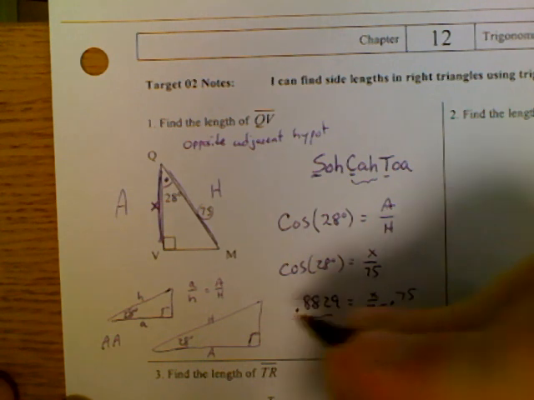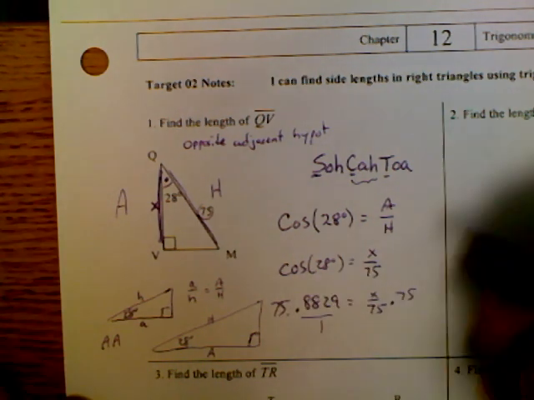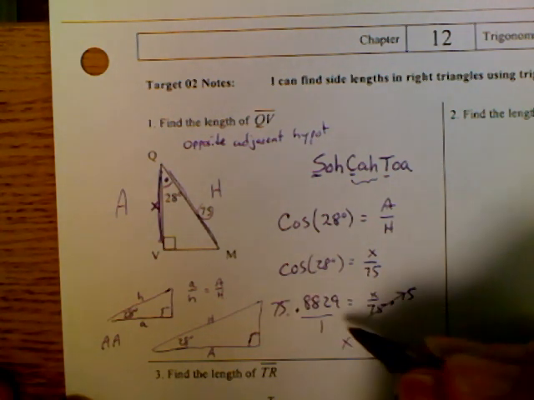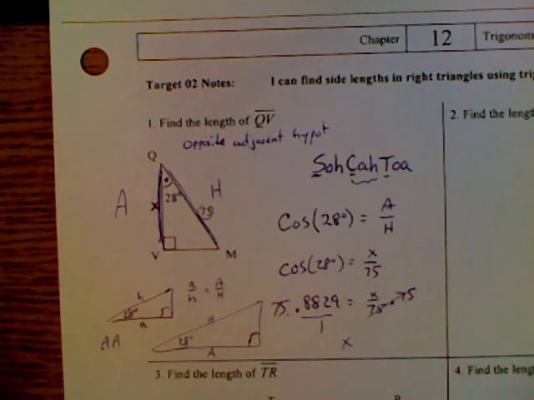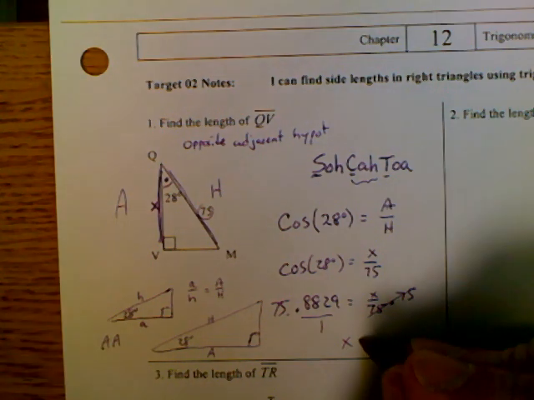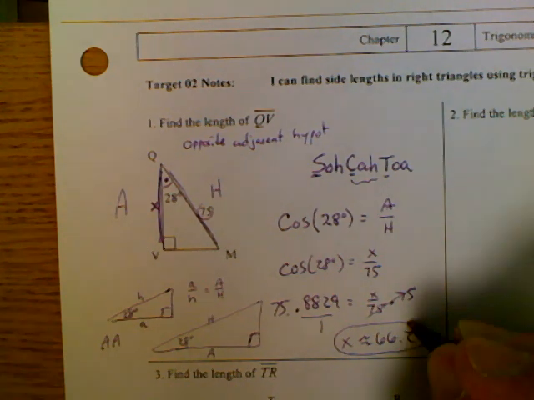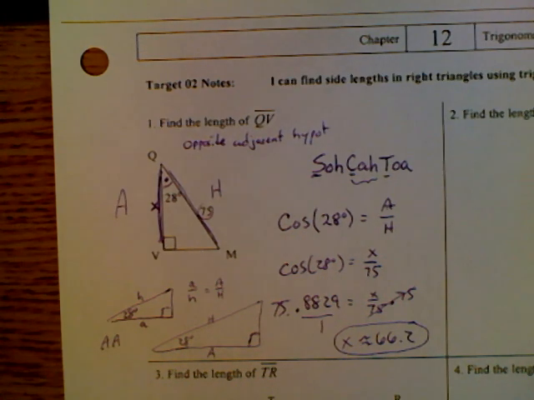solve this equation is to multiply both sides by 75, to cancel out the division by 75. Pick up your calculator, and do 75 times 0.8829. That comes out to be about 66.2. One decimal place is fine for me. There's the value of x.